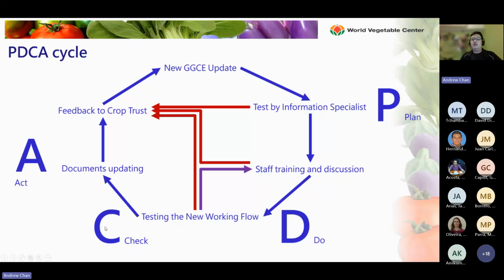After checking all the functions and the new method, if the new workflow is working well, we will put them into the quality document, meaning the SOP. Then we feed back to the Crop Charts that this is working fine, then wait for the new update. If there is some problem, meaning the red line, showing that the new function or new update is not suitable for our gene bank, we will also feed back to the Crop Charts, then they will give a suggestion or they will have a new update in the coming future.